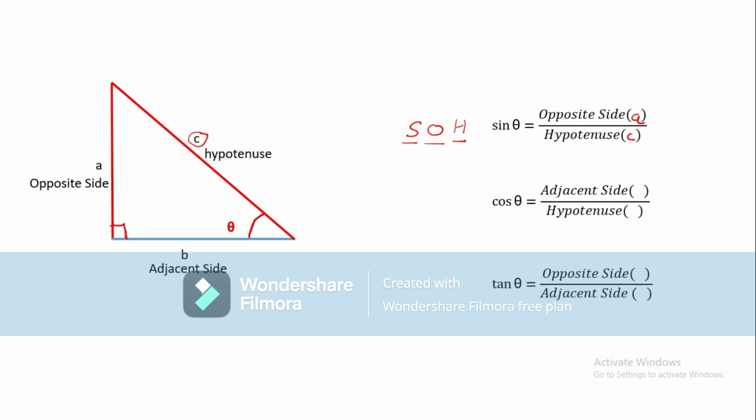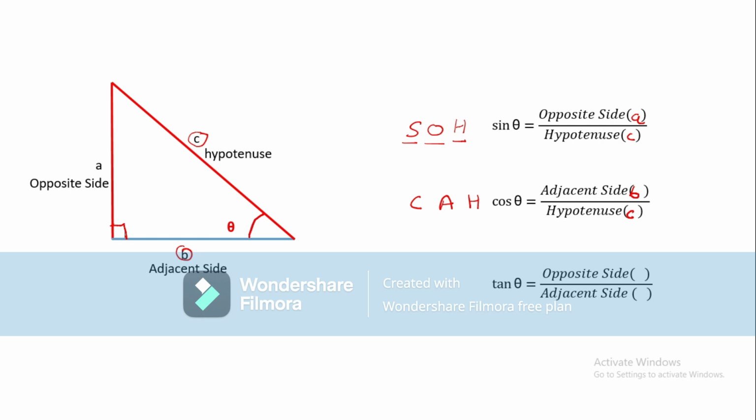Cosine theta calculates the ratio between the adjacent side and the hypotenuse. So the adjacent side in the given triangle is B, and the hypotenuse is C. So it is also denoted as CAH. C for cos, A for adjacent side, and H for hypotenuse.